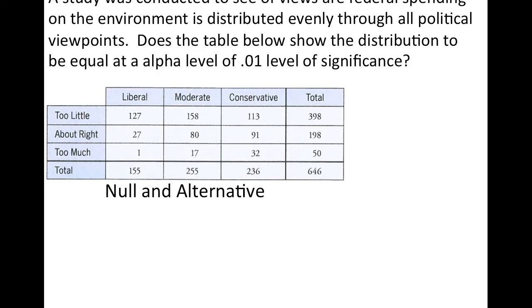The example here is something we looked at a long time ago, the political viewpoint compared to their thoughts on spending on the environment. So we had liberal, moderate, and conservative. Now for this one, we are looking at the 3 political viewpoints, and I would be selecting each one of these. I'm going to take a sample of liberals, a sample of moderates, a sample of conservatives. So this would be considered homogeneity because we are specifically taking samples of each of those.